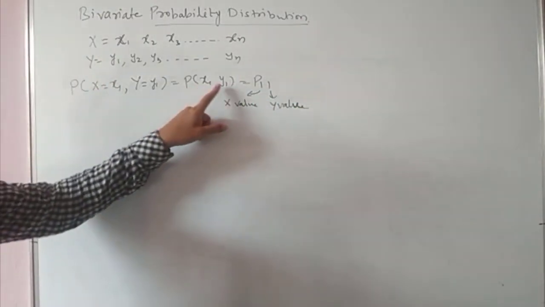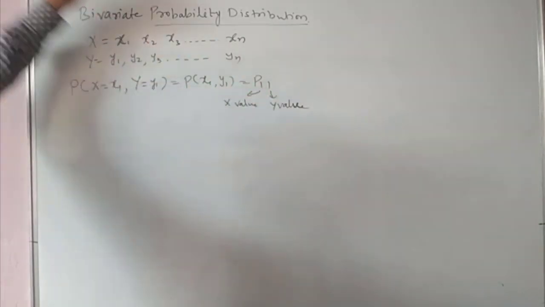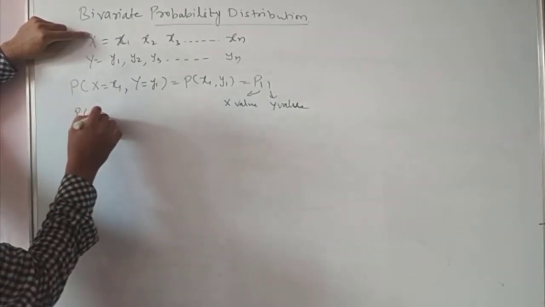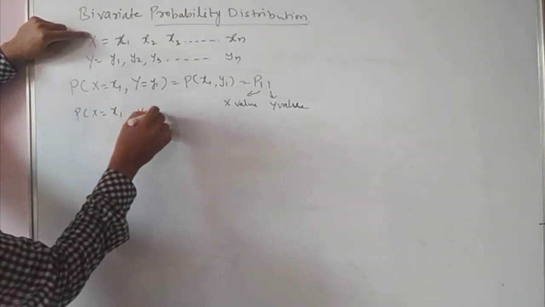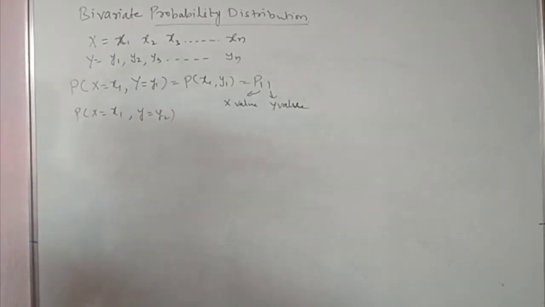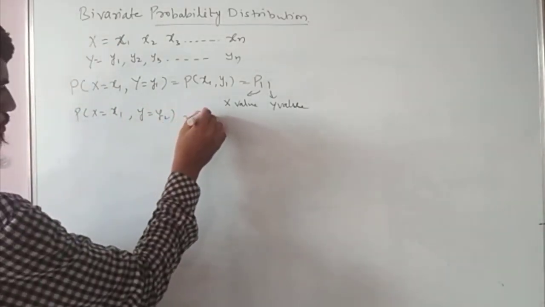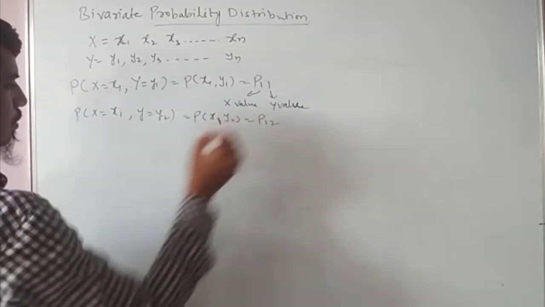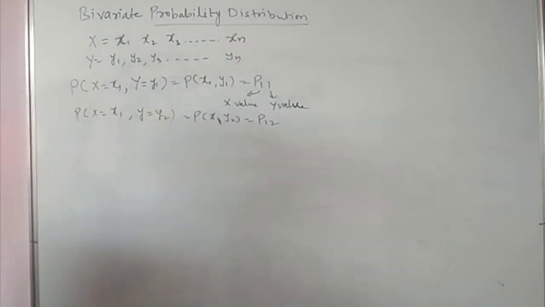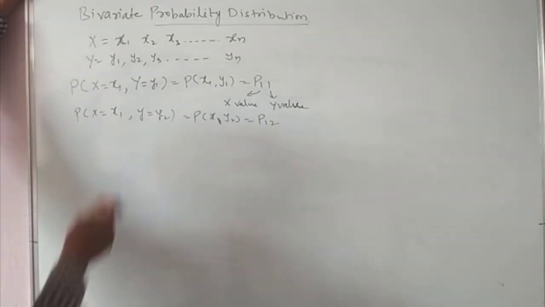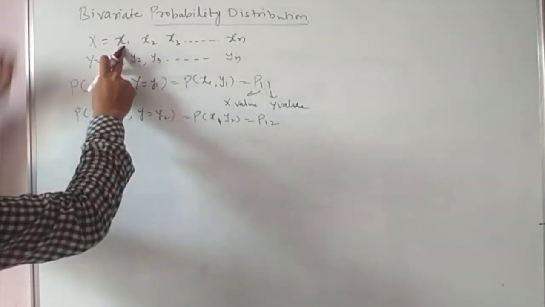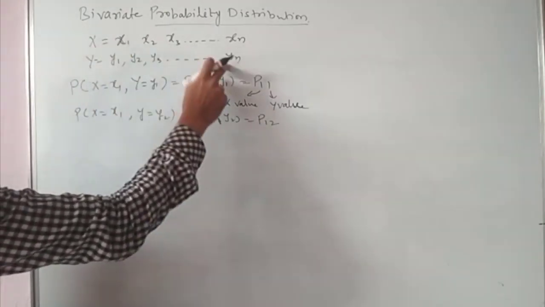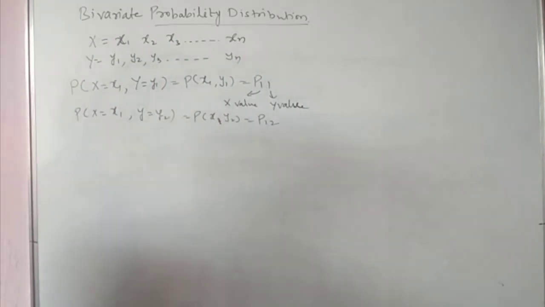So we can denote p of x1 y1 or p11. So that is called joint probability. There may be a possibility that x assumes x1 and y assumes y2 also. So we can denote it simply by p of x1 y2, or p12. So you have to think about the various combinations: x takes x1 value and y takes y3, x takes x1 and y takes y4, x takes x1 value and y takes yn value. So there are various combinations.